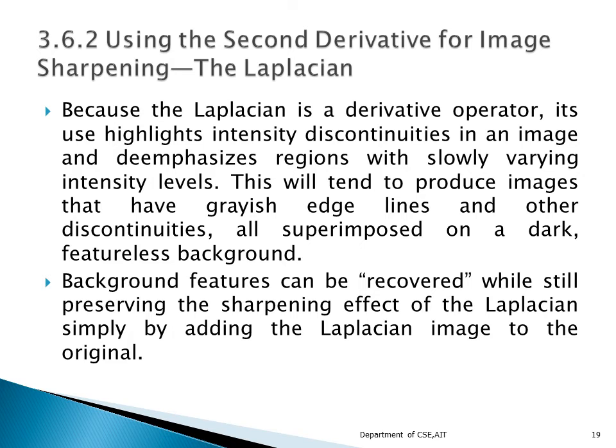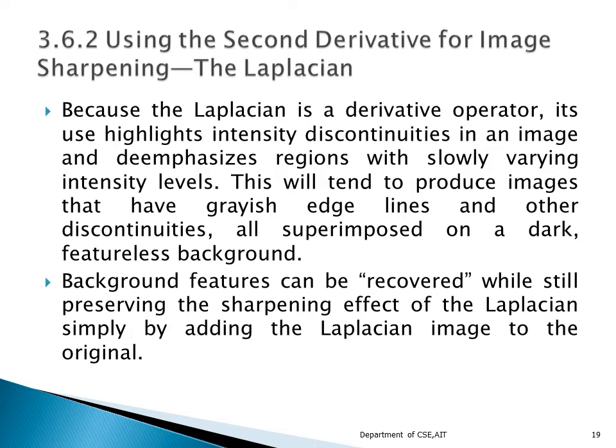Because the Laplacian is a derivative operator, it highlights the intensity discontinuities of an image and de-emphasizes regions with slowly varying intensity levels. That means we are going to get an image with grayish edges. The lines and edges will have grayish edges, and all the other intensities will be superimposed on a dark featureless background. So background features can be recovered while still preserving the sharpening effect of the Laplacian.